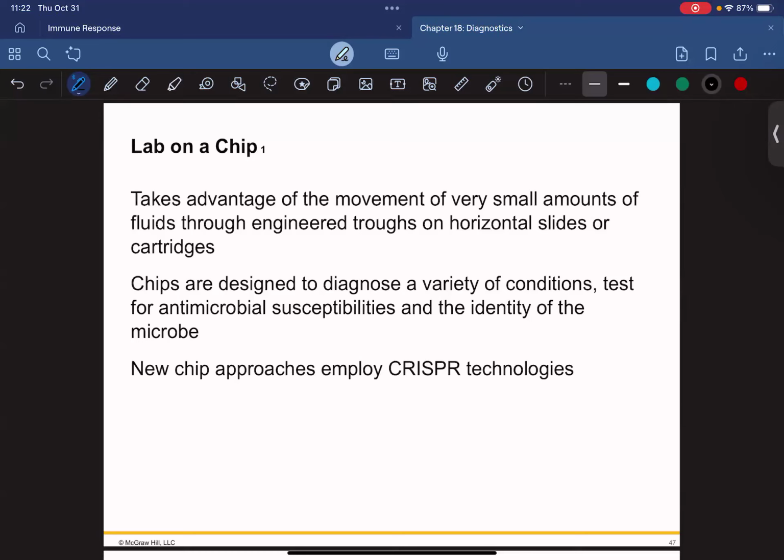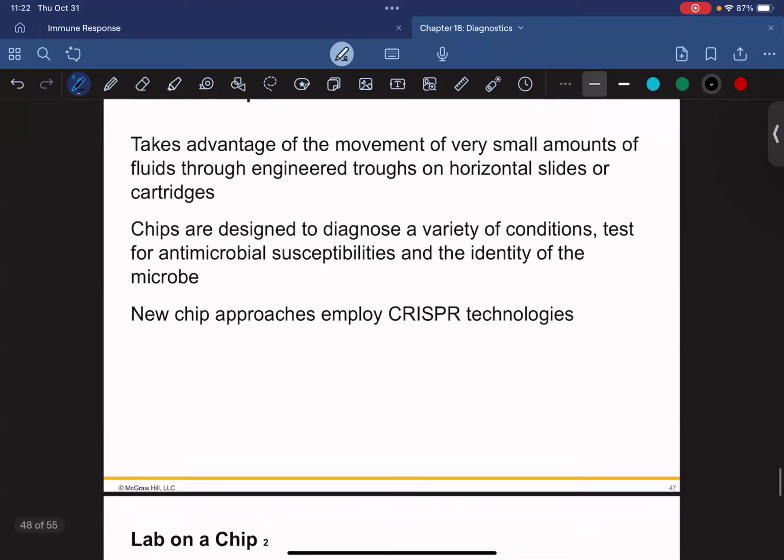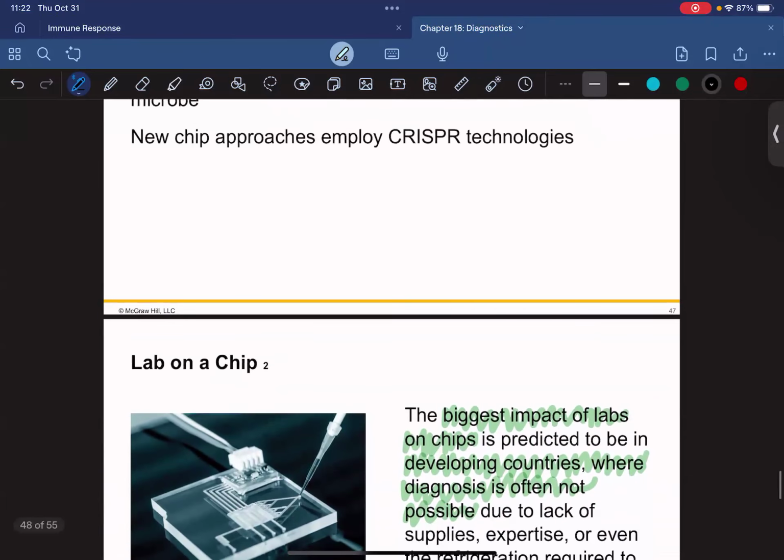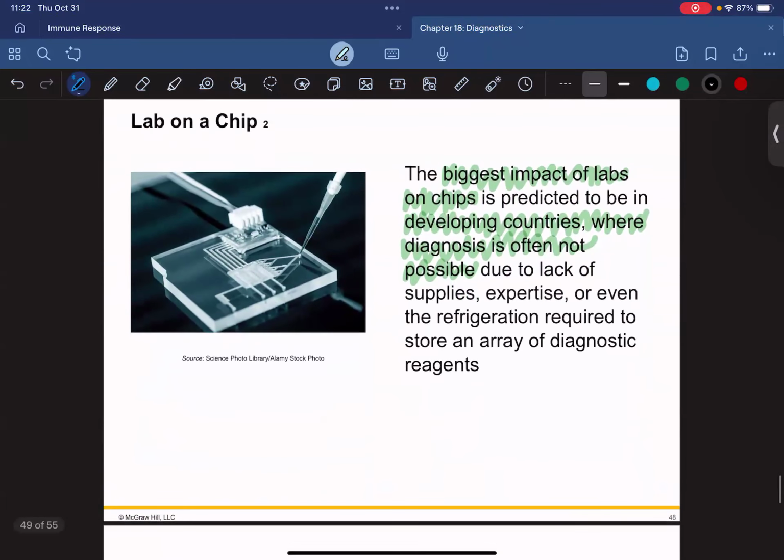This is really particularly useful for medical situations in rural areas, as well as underdeveloped countries where they don't have labs available. And we can provide these things to them so that they can at least do testing on patients and get them the treatment that they need. So that's the idea with the lab on a chip. And it's also now starting to use CRISPR technologies, dealing with altering genetic sequences for certain purposes for the chip's sake.